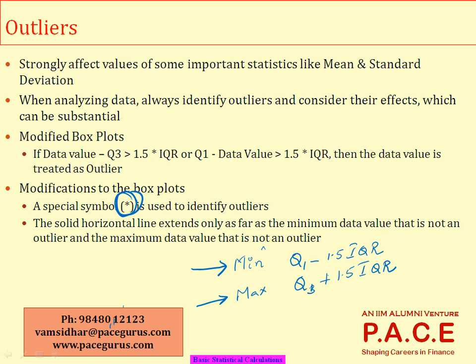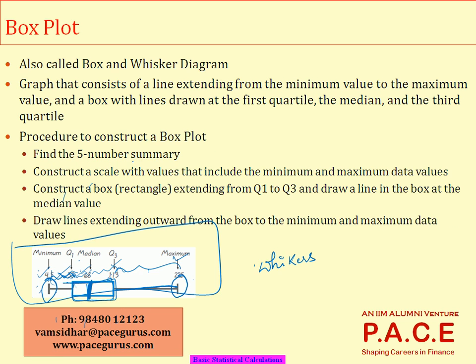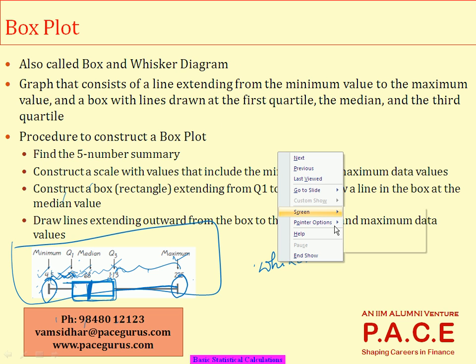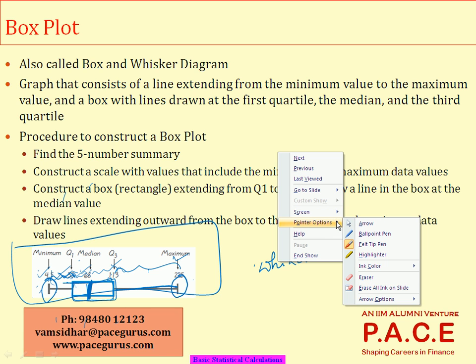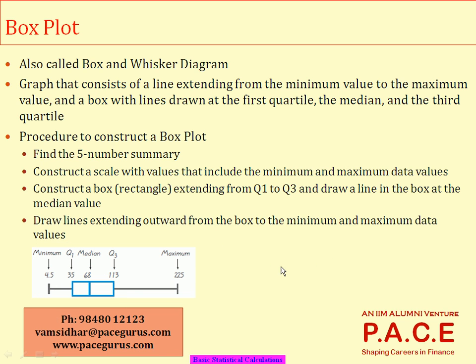So the horizontal lines which were at 4.5 and 225 in this particular data will not be at 4.5 and 225. A new value will be created. For the same example, the interquartile range is 113 minus 35. 113 minus 35 is 78. So the interquartile range is 78.